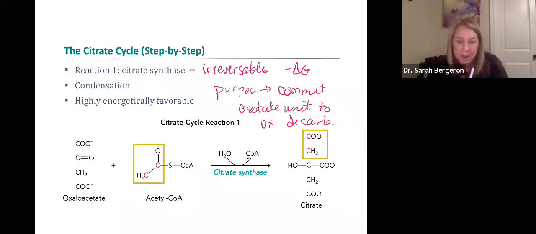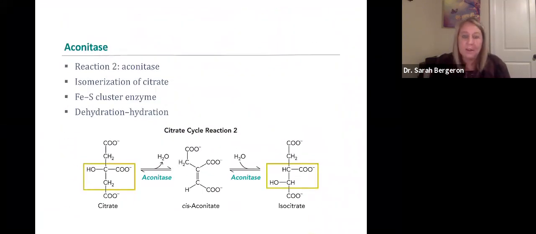So it's really a condensation reaction, and it's very highly favorable, right? We have a very large delta G value. But what we want to do is take those 2 carbon molecules in the acetyl CoA and commit them to this cycle. And so that's why we want this to be an irreversible reaction. We want this to go once we start, right?